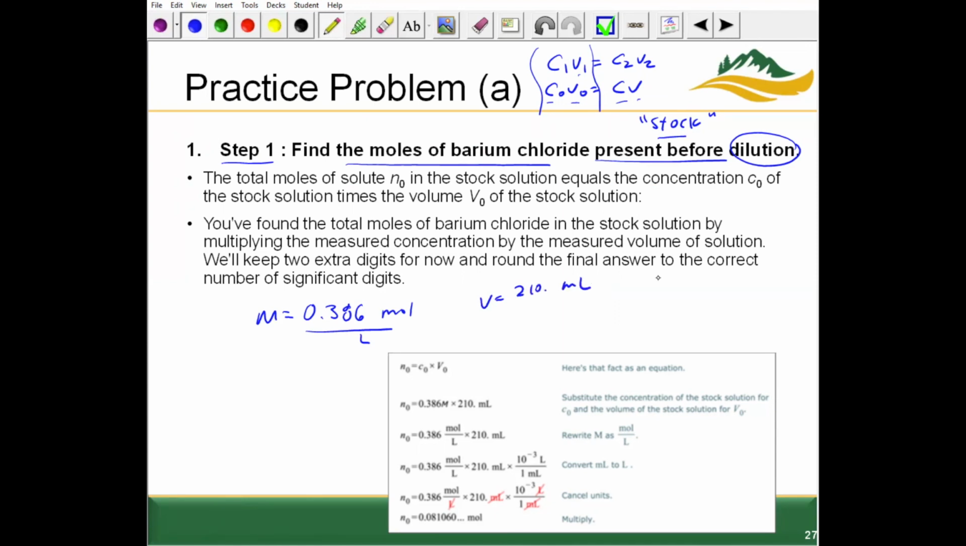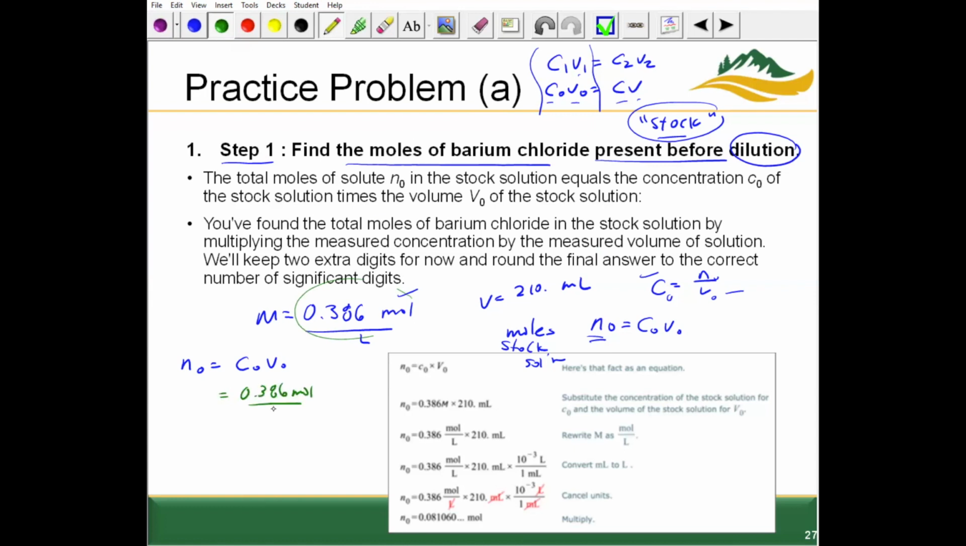Now, just focusing on concentration equals number of moles over volume for our stock solution, I'll call it C naught to be consistent. We have concentration and volume, so we can solve for N naught. This is C naught times V naught, which gives the moles in our stock solution. Now let's plug in the concentration: 0.386 moles per liter.